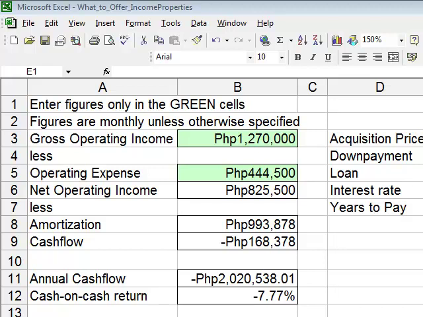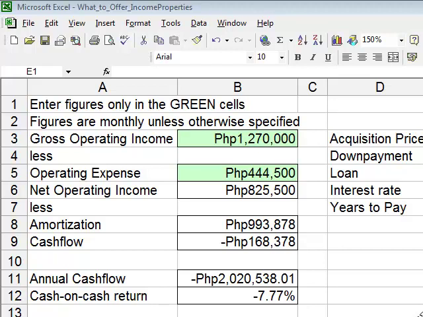All right, this is Trace Trajano, and right now, what I want to do is to show you a calculator that I've developed. It's very simple, really, and it will help you to analyze whether or not you have a good deal in just a few seconds, like literally.